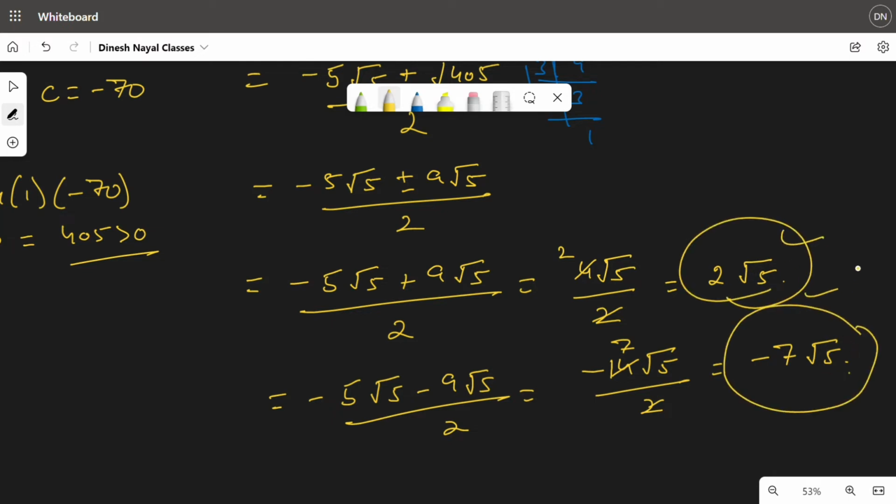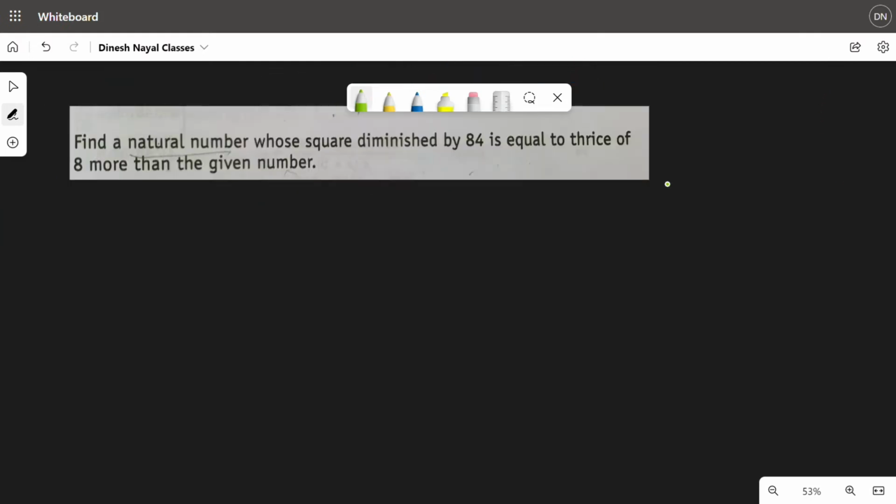Now coming on to our question number 2. So this is question number 2. Question number 2 is, find a natural number whose square diminished by 84 is equal to thrice of 8 more than the given number. Okay. So what we can do over here is, let the natural number be x. So let x be the natural number.